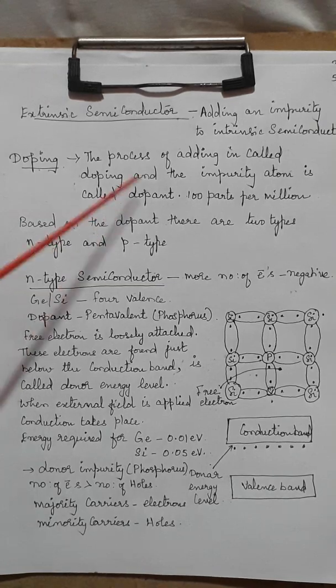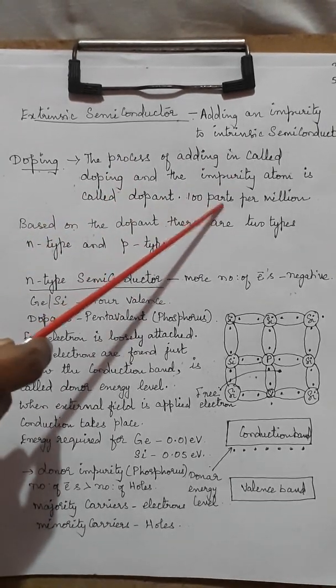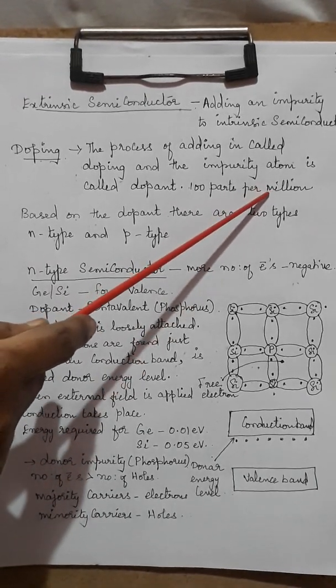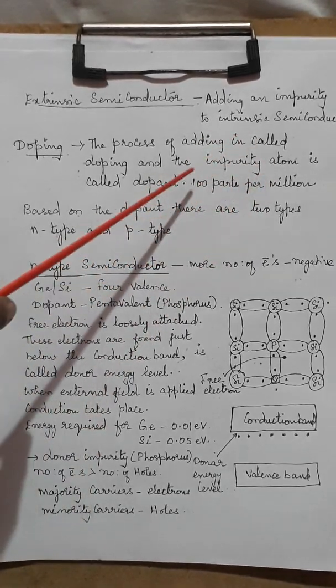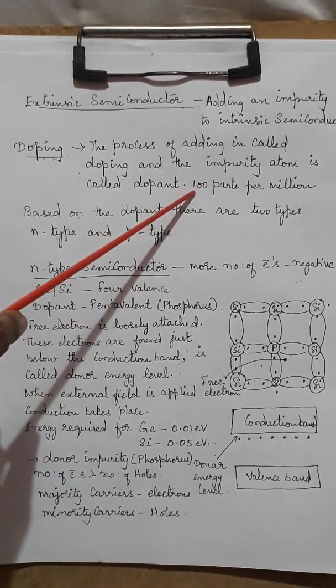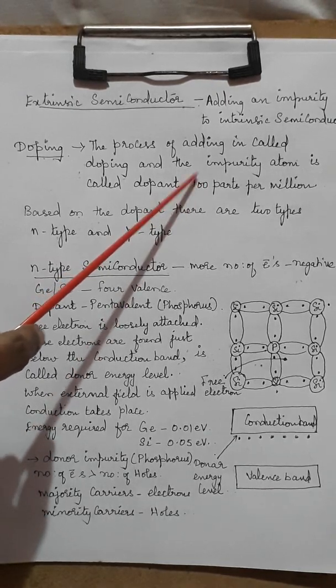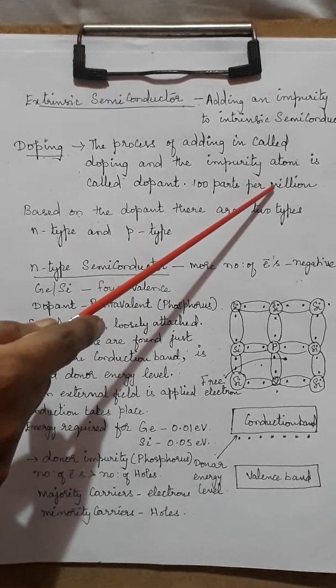P type. But these impurities are added at 100 parts per million. What's the meaning of that? For 1 million silicon atoms, I will be adding 100 parts. If I take phosphorus, 100 phosphorus atoms are added to 1 million atoms of silicon.